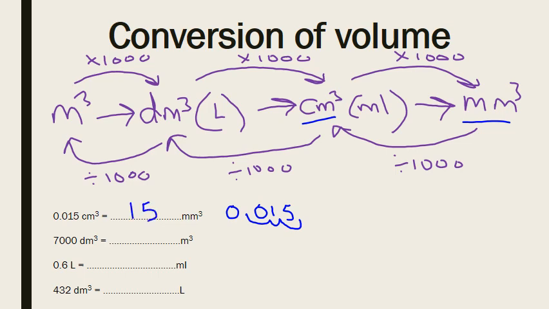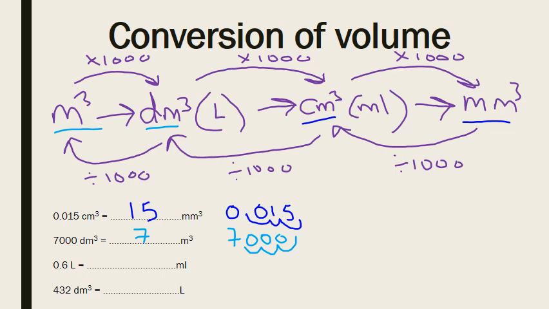We've got 7,000 decimeter cubed, and we want to change it into meter cubed. So what we have to do here is write 7,000, and we have to divide by 1,000. So here we have to move 3 times. 1, 2, 3. So the answer will be 7.